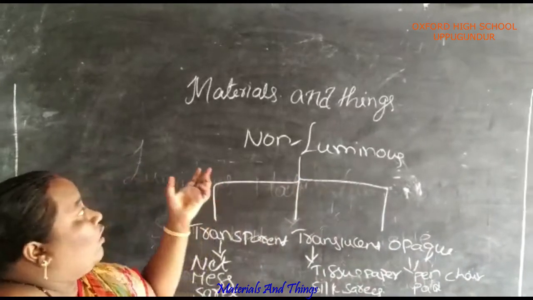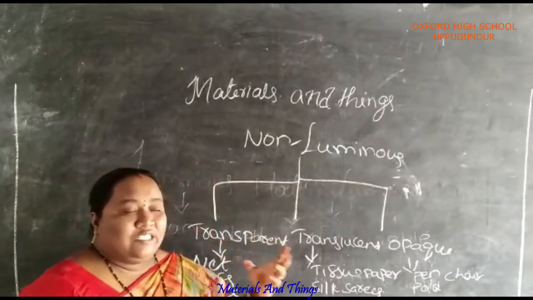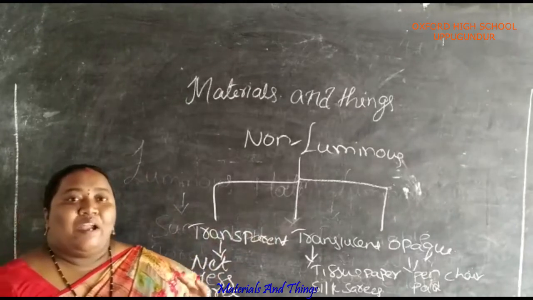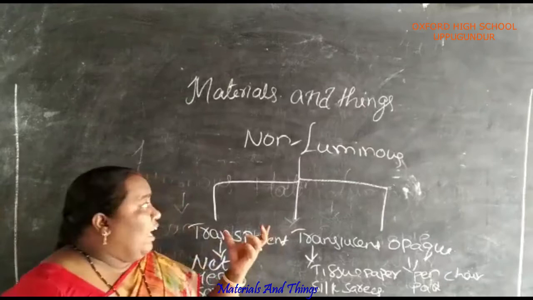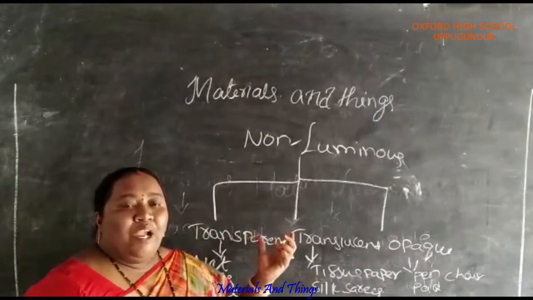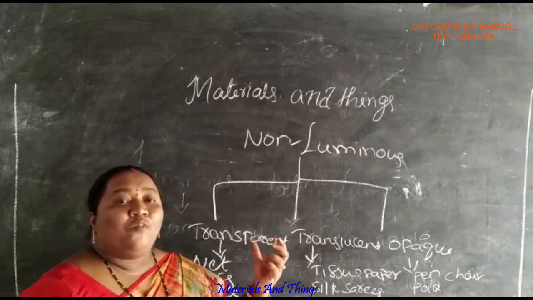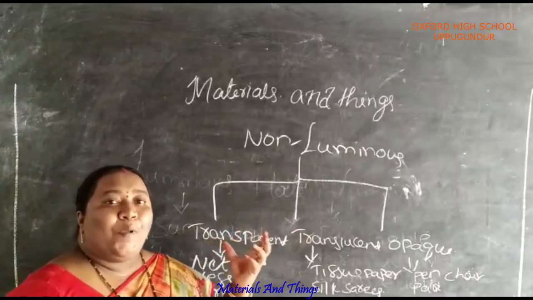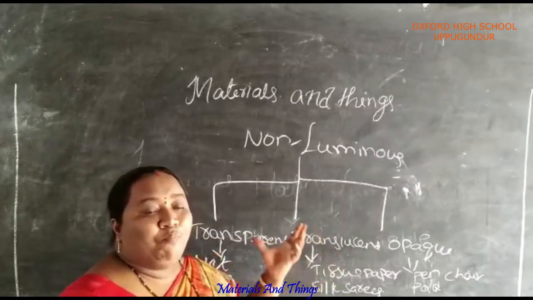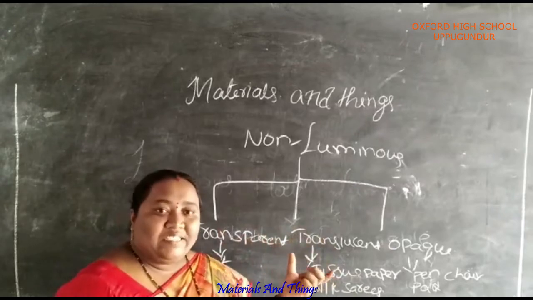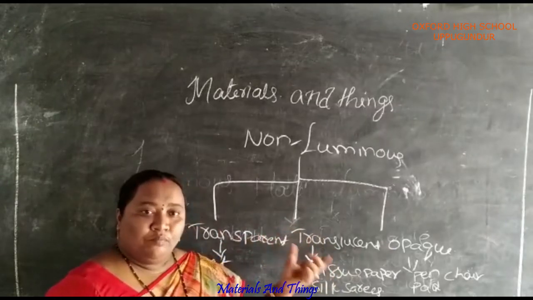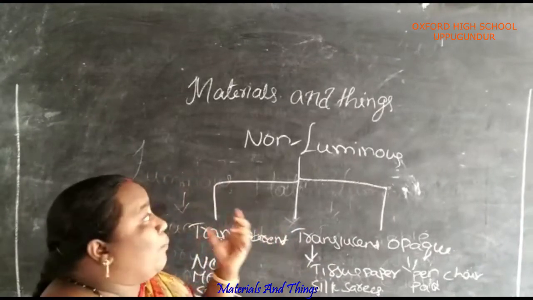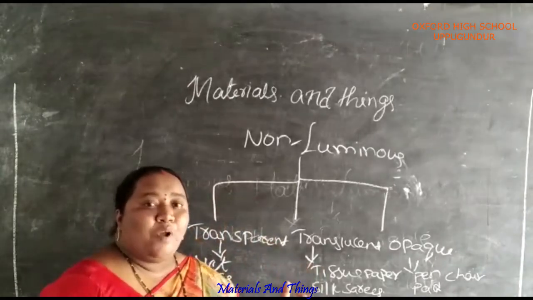See, the topic is materials and things. What is meant by material? Material is nothing but a solid physical matter. We know what is meant by matter. Matter is made up of tiny particles. Matter means anything that has mass and occupies space, that has weight. The materials are made up of matter.